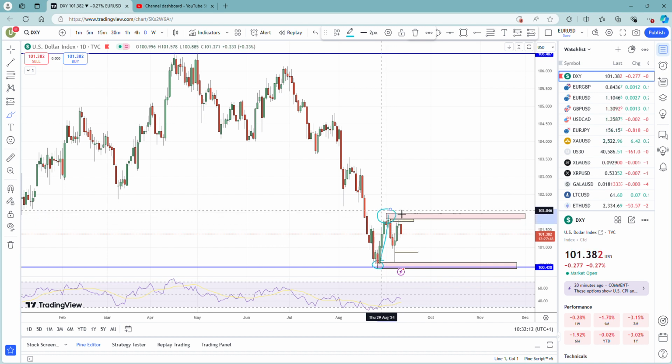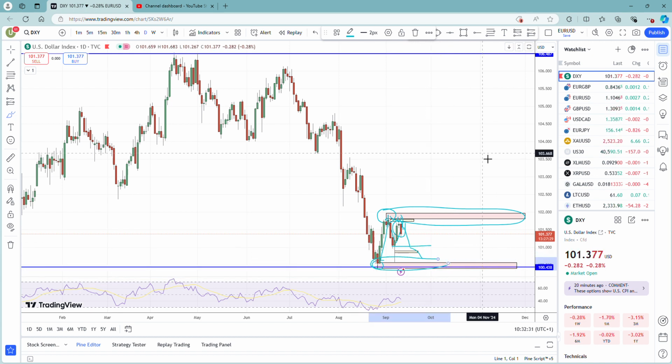So you can see price tapped this region, went back down, and formed a double top. Today it's a bearish candlestick on the daily, so it indicates DXY is going down. It could either go down to this region here this week, or it could even go down further all the way to the daily support again, but we'll have to wait and see. Anyway, the daily candle is bearish.